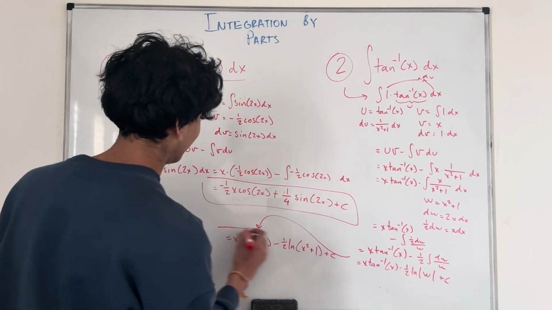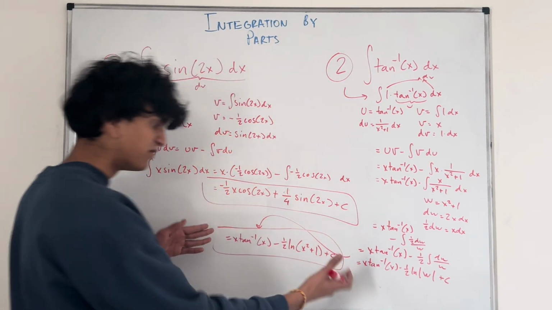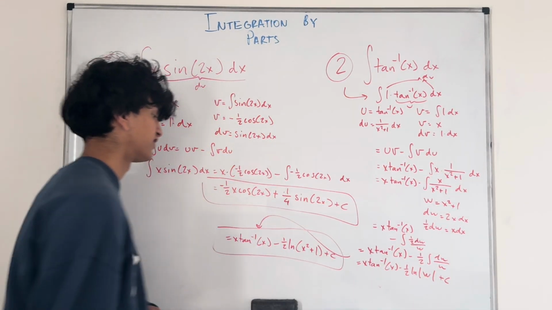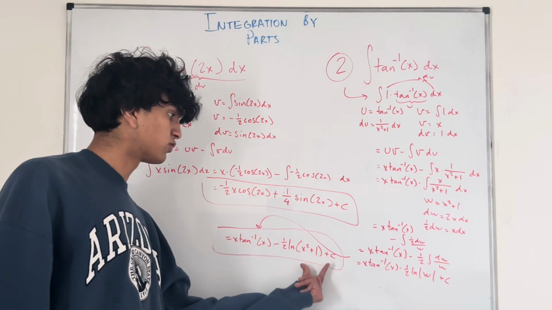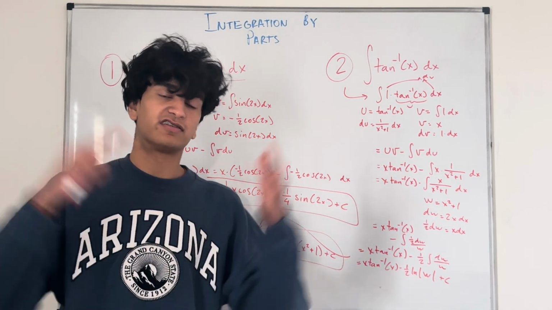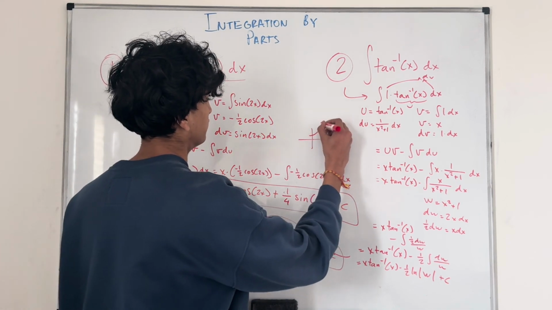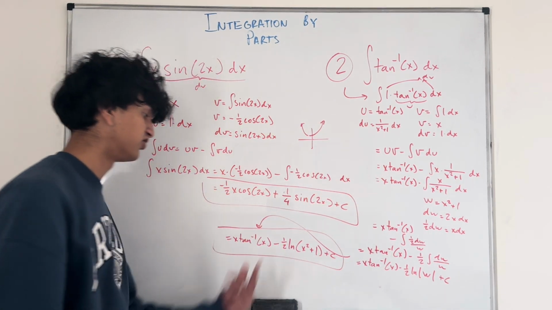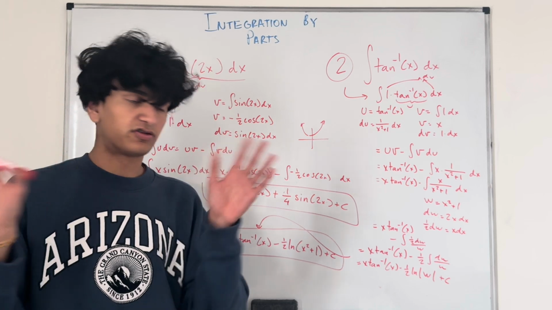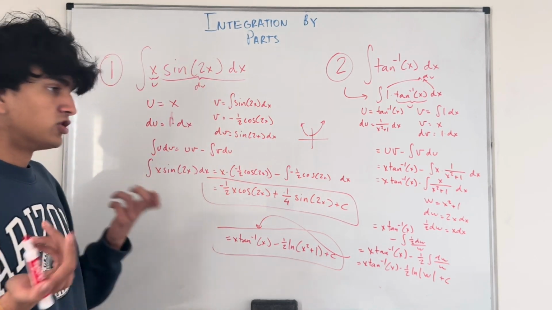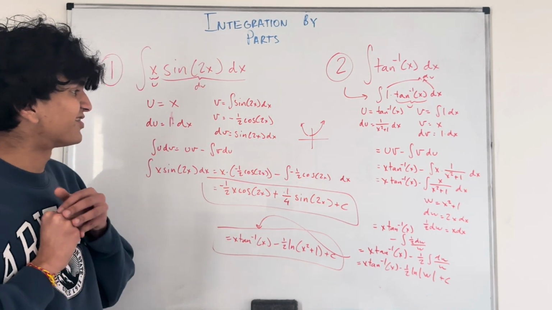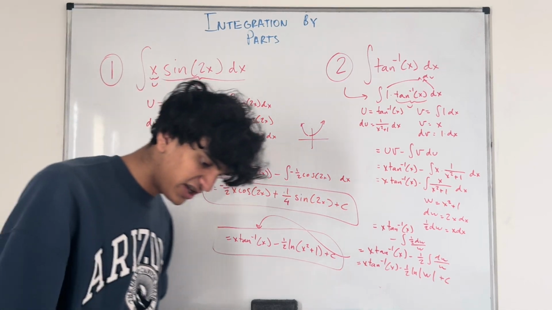So there you go. If you were to take the derivative of this, you would get tan inverse of x. I dropped the absolute value sign, by the way, because x squared plus 1 always has a positive range. If you were to graph x squared plus 1, it's never going to be negative, so you don't need the absolute value. If you do have them in there, that's totally cool too. So that's how you use integration by parts. Hopefully I did this right.